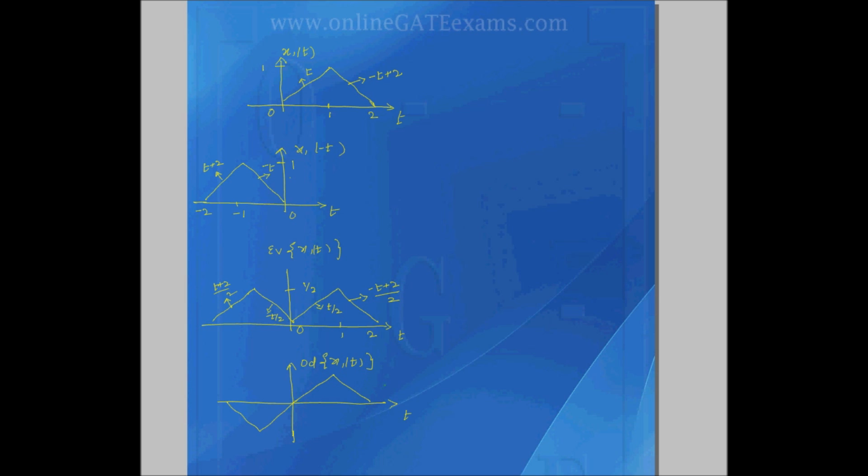So this will be 2, 1, 0, minus 1 and minus 2. Again the amplitude will be equal to half, and for the negative direction it will be minus half. So what will be the equation of this line? The equation of this line would be t by 2, and the equation of this line will be as usual minus t plus 2 by 2. And what happened to the equation of this line? This will be minus t minus 2 by 2.